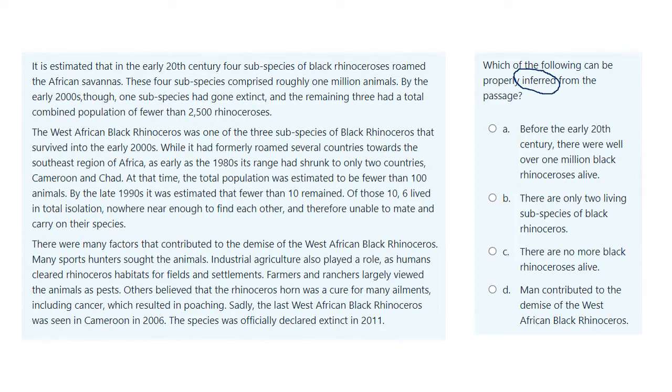It is estimated that in the early 20th century, 4 subspecies of black rhinoceroses roamed the African savannas. These 4 subspecies, roughly 1 million animals. So before the 20th century, there were over 1 million. In the early 20th century, there were roughly 1 million. This seems to be stated by the passage.